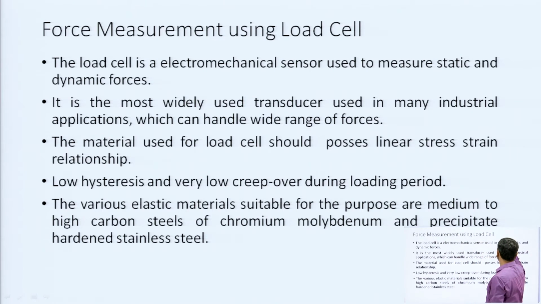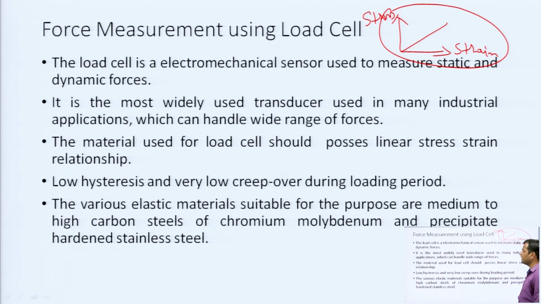That means what? When we provide the force on any wire or anything, then on one side we have the stress and on the other side we have the strain. So, that stress strain curve should be proportional to each other. So, that will be the basic characteristic of instrumentation also, that a good instrument should produce good linearity. Okay. So, when we provide the stress on any object, it will also provide the equivalent strain, and that will provide the linear relationship between the stress and the strain. So, the material used for load cell should possess the linear stress strain relationship.